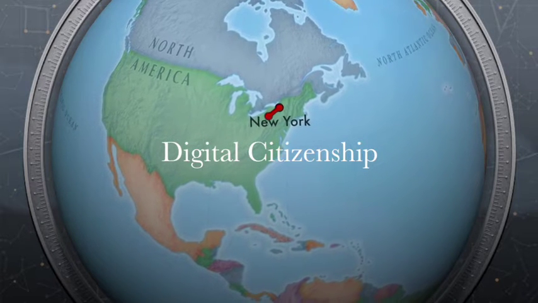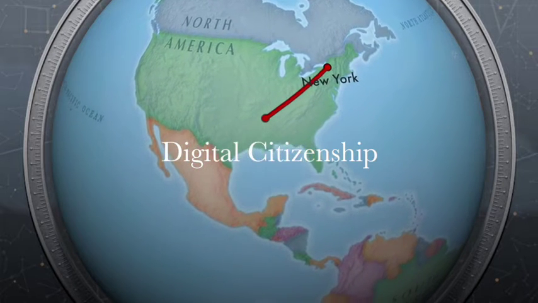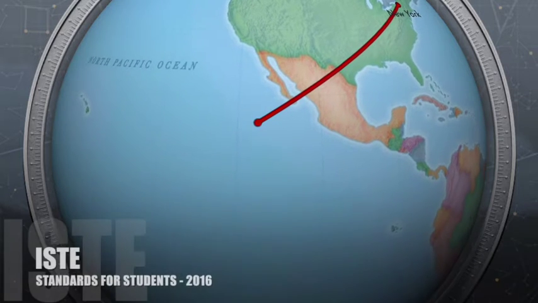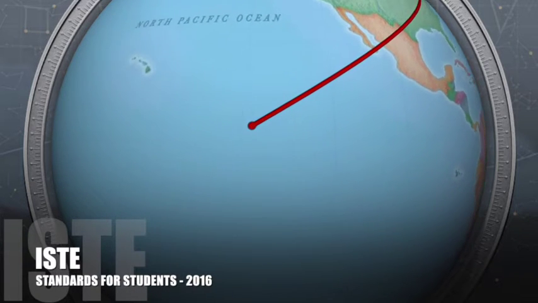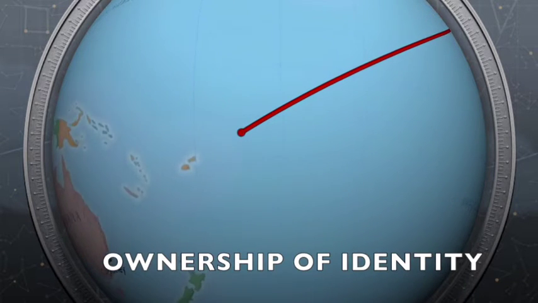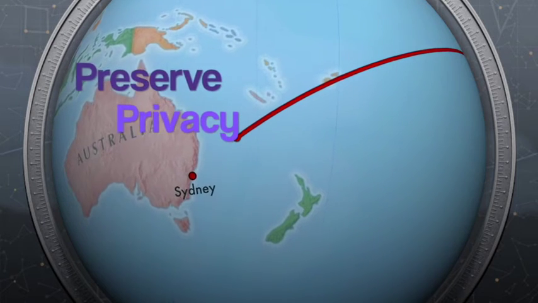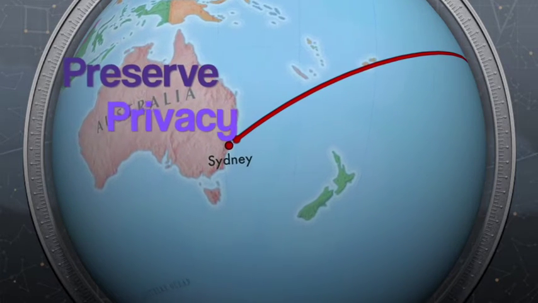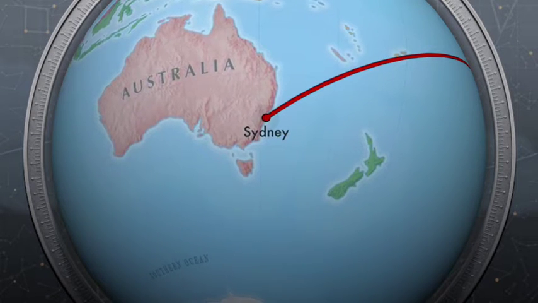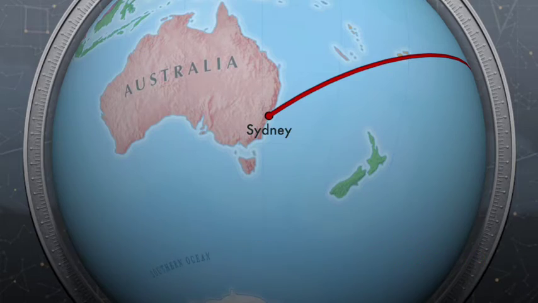Regardless of whether we're teaching in New York City or Sydney, Australia, we need to make sure that our students are prepared with the skills necessary to be digital citizens of the future. When we think about the ISTE standards and what that means for our classroom, we want students to be able to cultivate their digital identity, but we want to make sure that we manage their personal data, we preserve that privacy that we've been talking about, and we want to make sure that students are able to develop the skills they need to manage their own profile. Here are some tips on how to make that happen in your classroom.